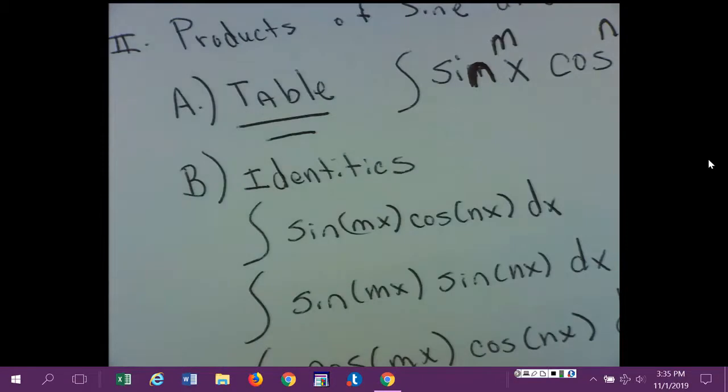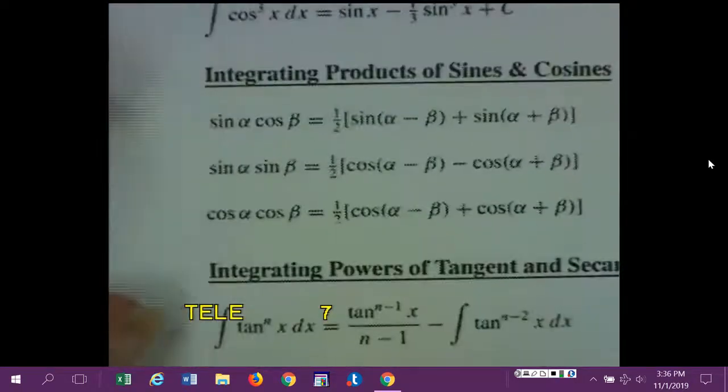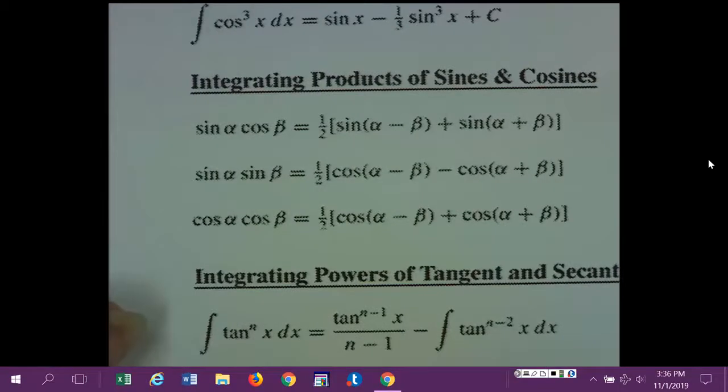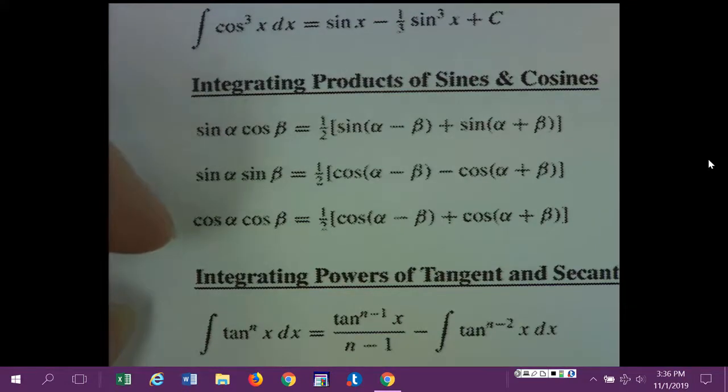So what I will say here is on the formula sheet, it's on page 2, and your identities will be listed here. So when you need to do that type of integral, product of sine and cosine, here are your trig identities so that you can rewrite these products of sine and cosine, or sine and sine, or cosine and cosine.